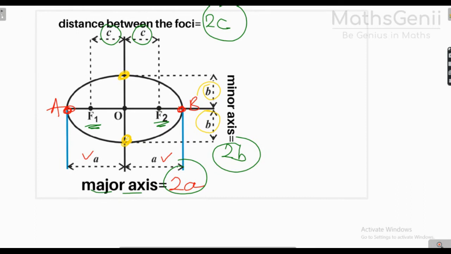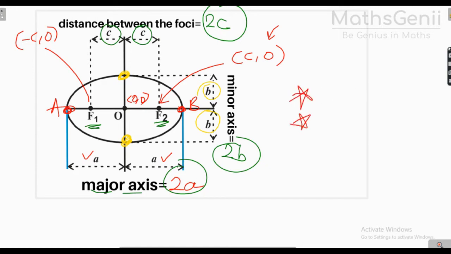Now one more important thing you should understand here. The coordinate of this point is going to be 0, 0. Agreed? Coordinate of F2 will be C, 0 because it is on the x axis, so there is no y component. So this is 0. The coordinate for this negative side is going to be minus C, 0. Agreed?